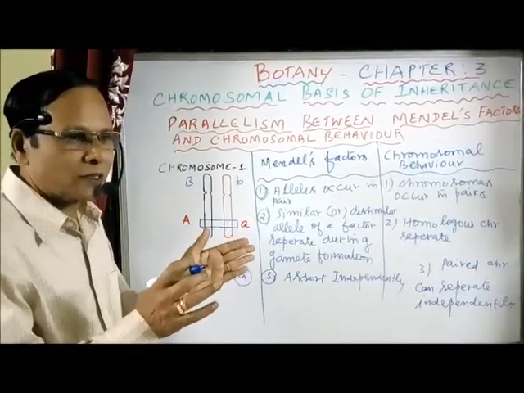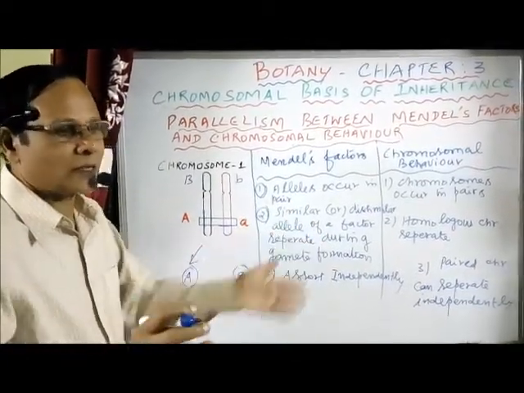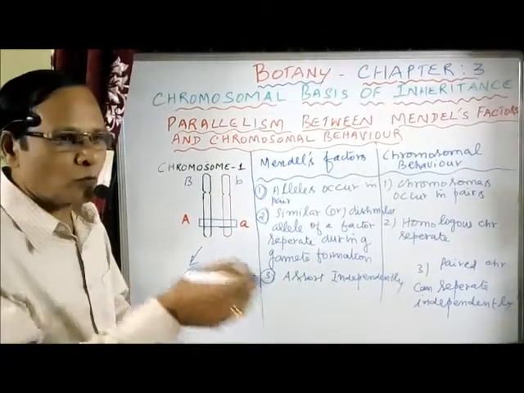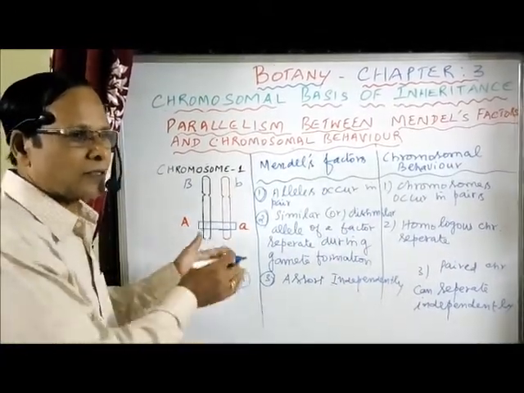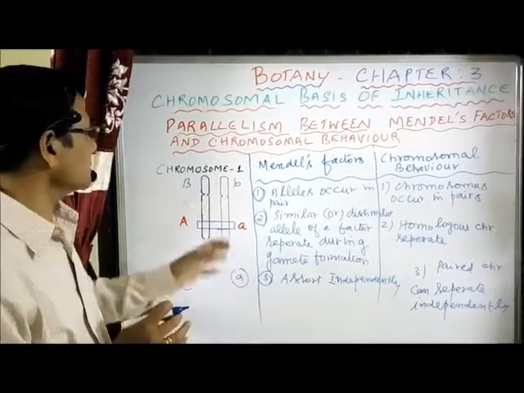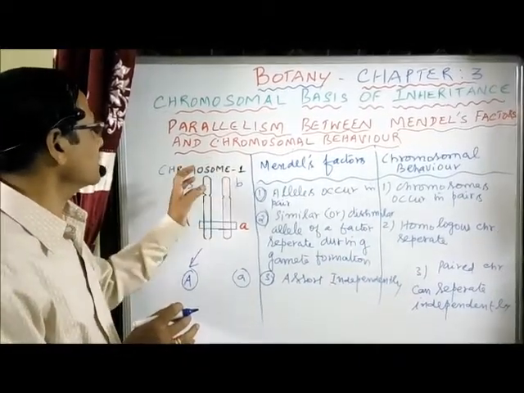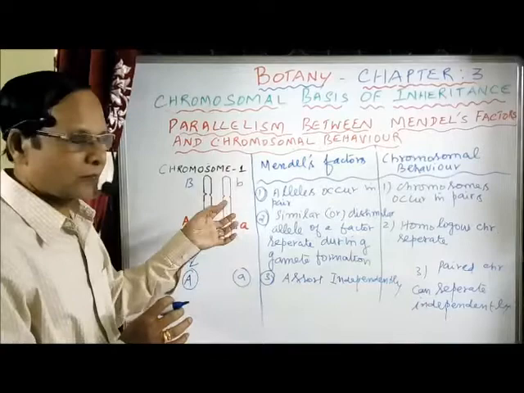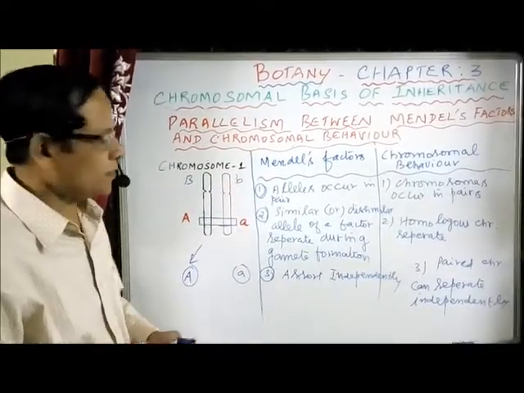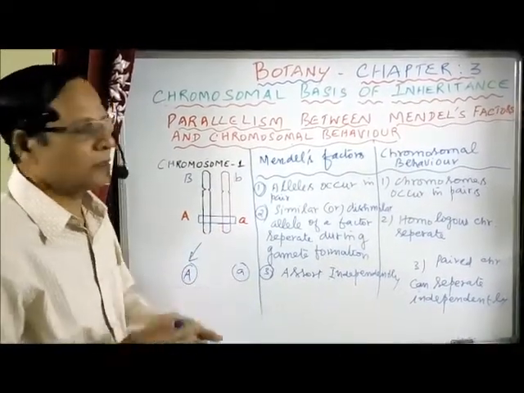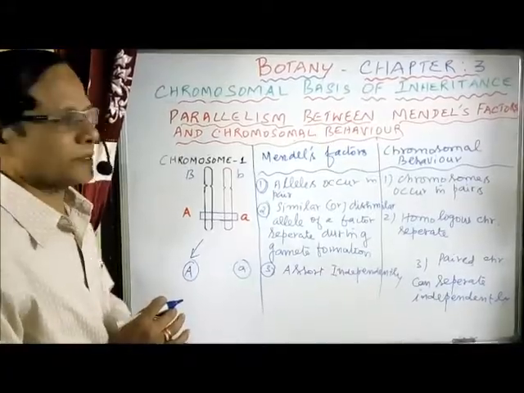The meaning is that they segregate, separate and enter into different gametes. They are following their own way, not following the way of other chromosomes. So that's about the parallelism between Mendel's factors and chromosomal behavior. I will list out the copy of that one in the video.